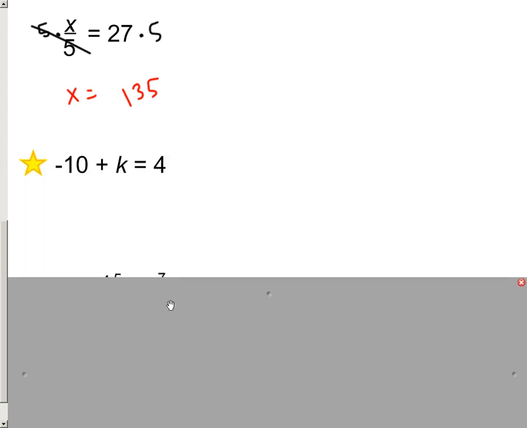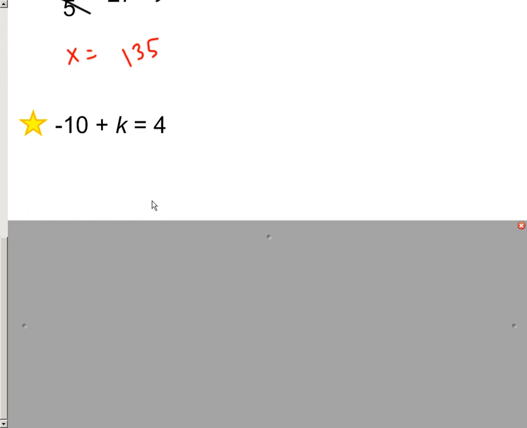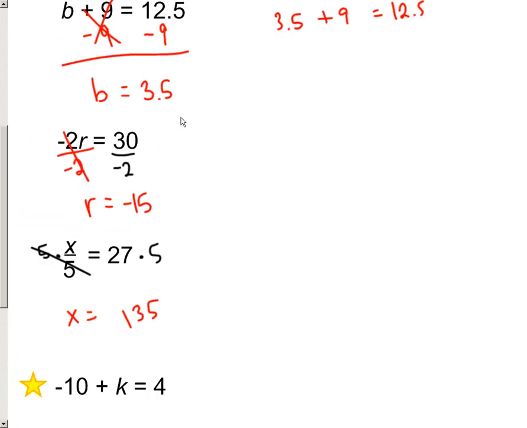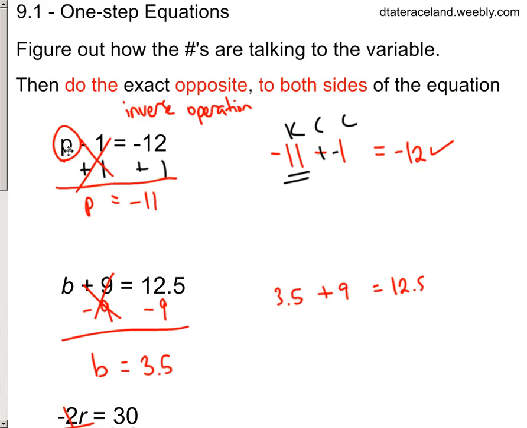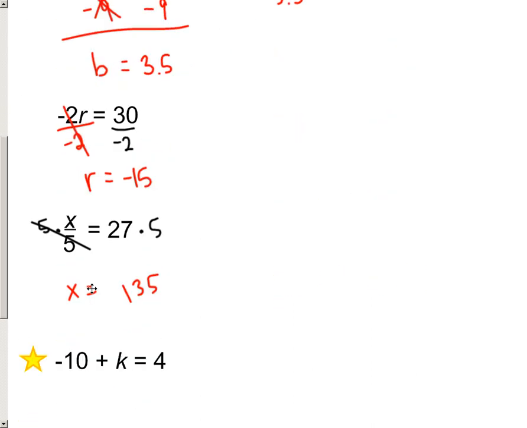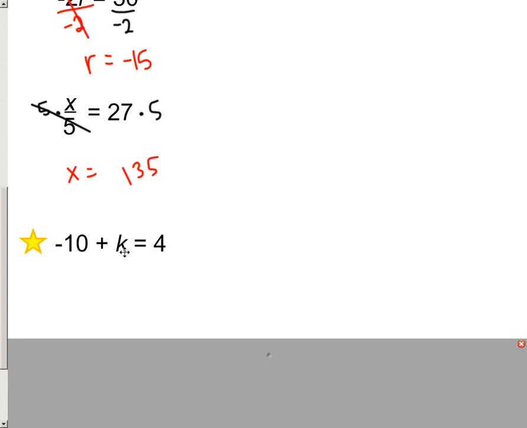Now this is a situation that we need to take a brief little pause to understand what's happening here. And that's the reason I put the star here. Negative 10 plus k equals 4. When we were doing the other problems, the variable came first. See, p minus 1, b plus 9. This time there's a number before the variable.